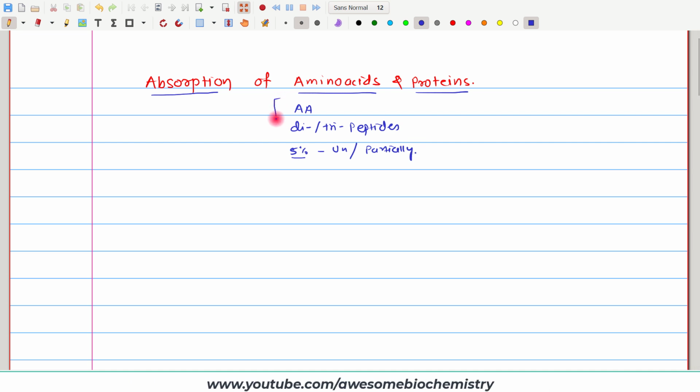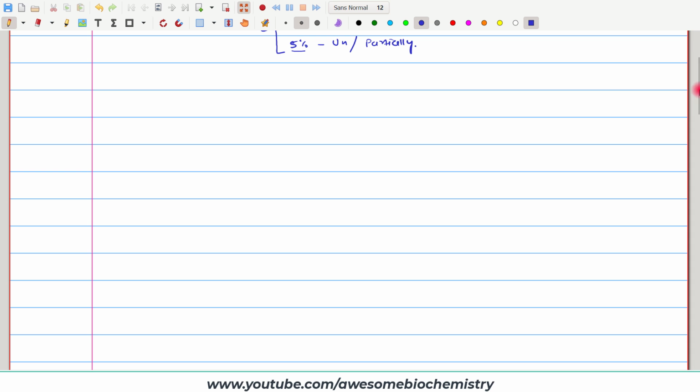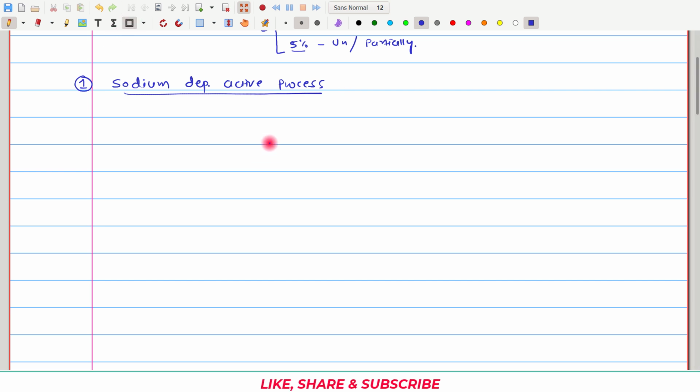So, in this video, we have to see how these end products of protein digestion get absorbed through the intestinal cell. There are various mechanisms by which these end products can be absorbed. Out of these, the most common and most abundant mechanism is the sodium dependent active process. To understand this process, suppose this is the intestinal cell.